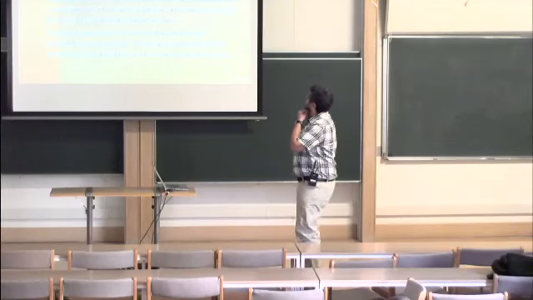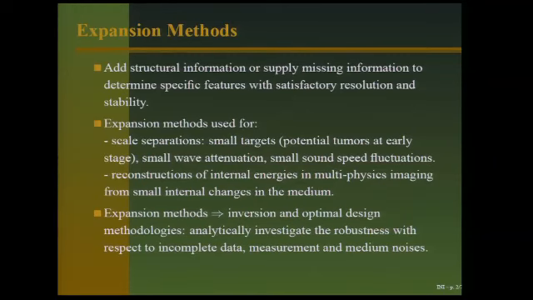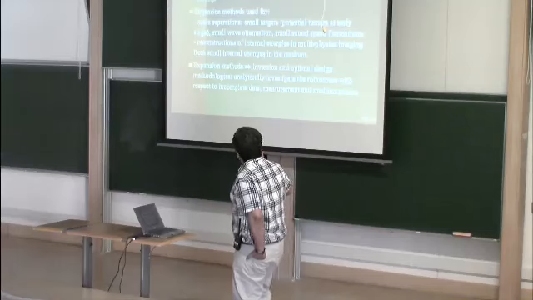As you know, in order to solve inversion imaging problems with satisfactory resolution and stability, we have to add structural information or supply missing information. So this is the whole idea. One method of doing this is expansion methods. You can see it like a regularization. And these expansion methods are used for two things: for scale separation and for reconstruction of internal energy in multi-physics imaging from small internal changes in the medium.